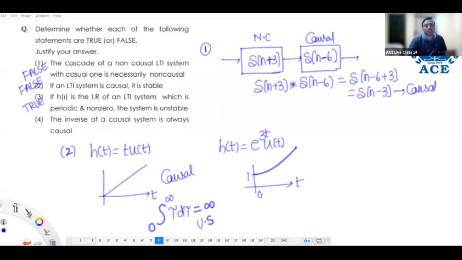What is that last condition asked, sir? Inverse of a causal system is always causal. False. The word "always causal" is false.